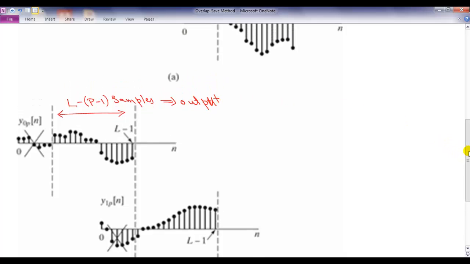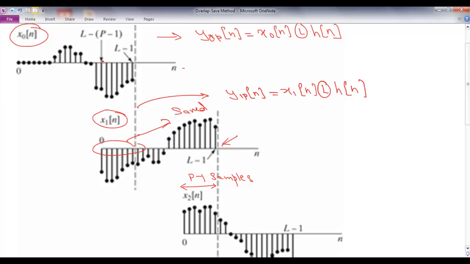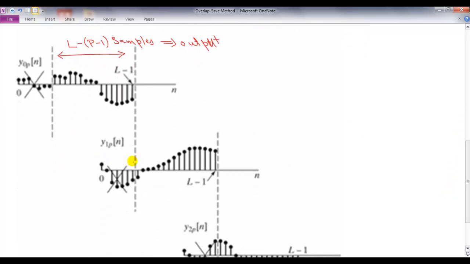Okay. Now we go to the next block. We get x_1[n] and we compute y_1P[n] equal to x_1[n] circular convolution with h[n]. Again we are going back P minus 1 samples, because the output due to these samples will be corrupted. So we get this output, the first P minus 1 samples. We throw them away and output the next L minus P minus 1 samples.